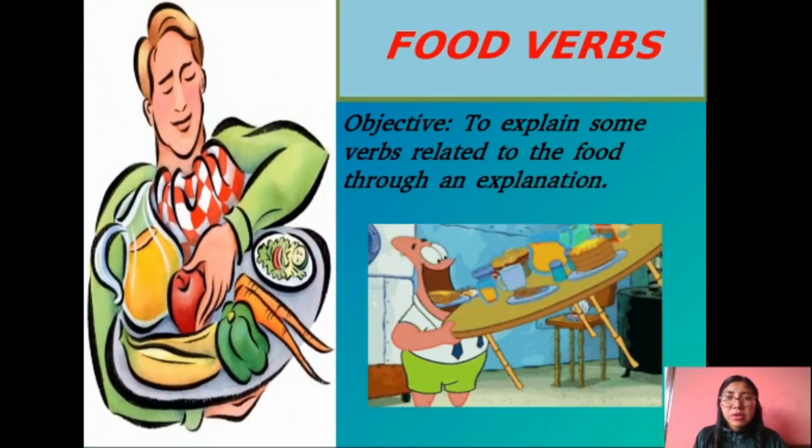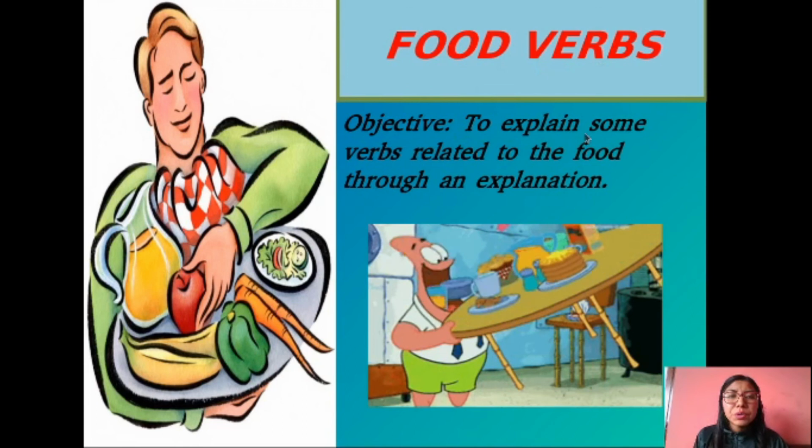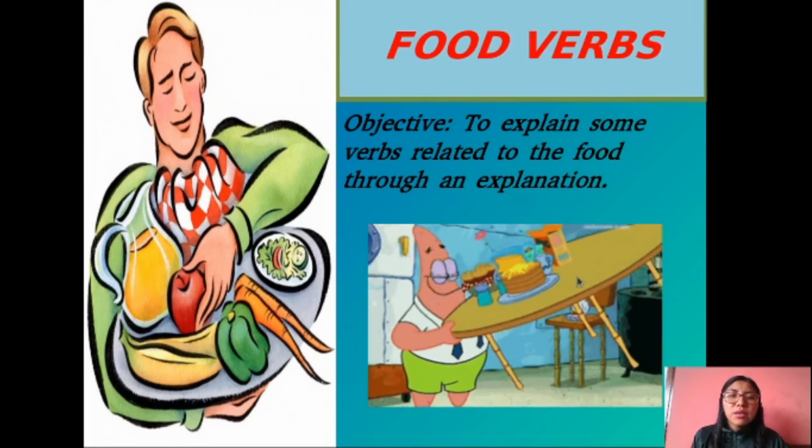As I said before, today we are going to work in a new topic that is called food verbs. And what is the objective for today? To explain some verbs related to the food through an explanation, okay? So pay attention here. What is he doing? Okay, we are going to review some verbs in order to understand better, okay?